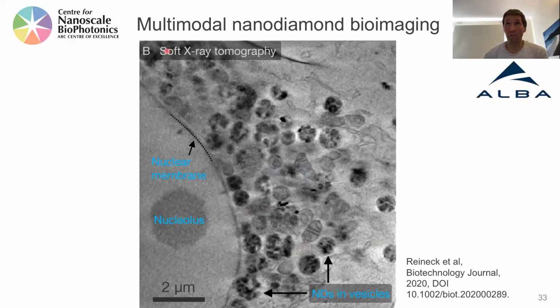So this is one of these soft X-ray tomography images, which we took at the Spanish synchrotron a few years ago, ALBA, with the great support of the staff there. And you can see the nuclear membrane, the cell nucleus here. And you can actually directly see all the organelles around the cell nucleus. And you can also see individual vesicles that contain fluorescent nanodiamonds in this case, which is really nice. And in the future, I think it will help us better understand where exactly particles go inside cells in 3 dimensions.